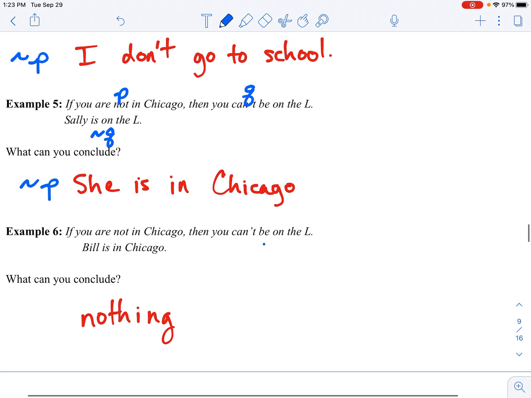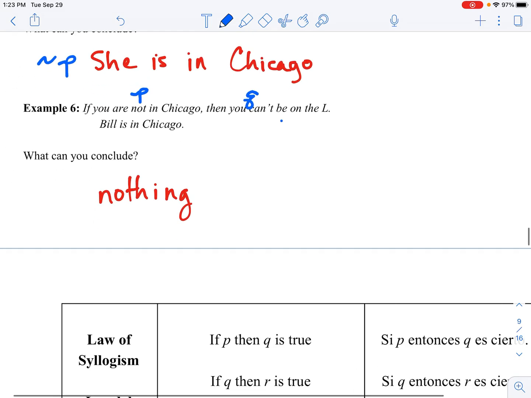If you are not in Chicago, then you can't be on the L. Bill is in Chicago. So this is P, then Q. Bill is in Chicago. Well, that's neither P nor is it Q, so I can't conclude either because it doesn't match up with either of those.